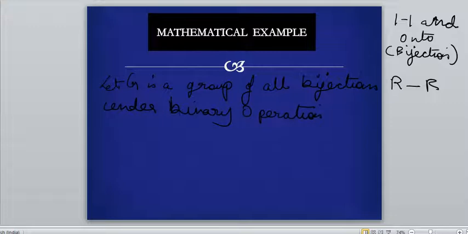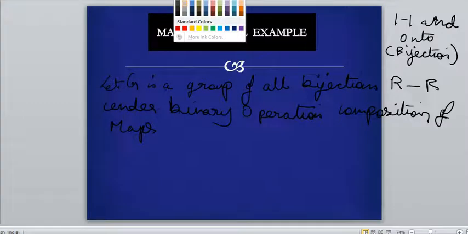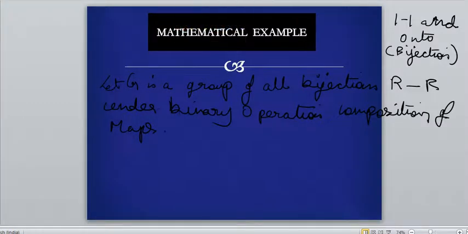Some binary operation is there: the binary operation is composition of maps. All right, let's start the mathematical example with a different color. Let's say a little whitish would look nice.